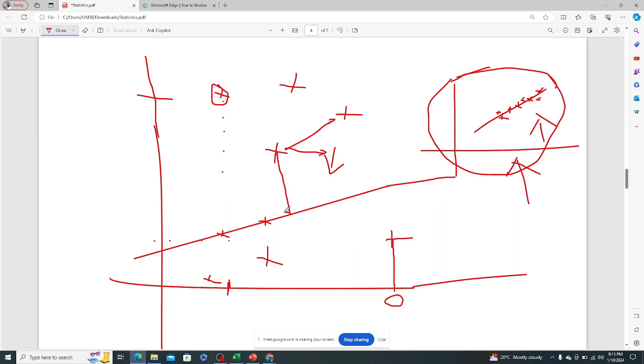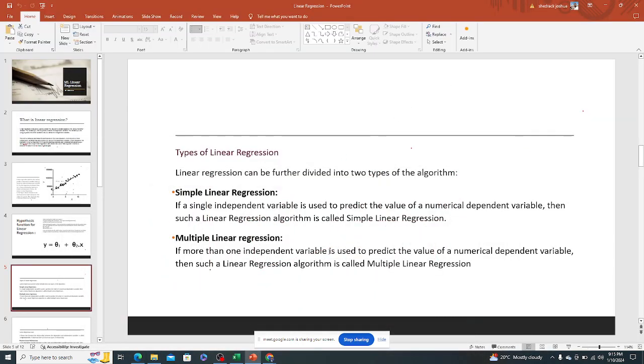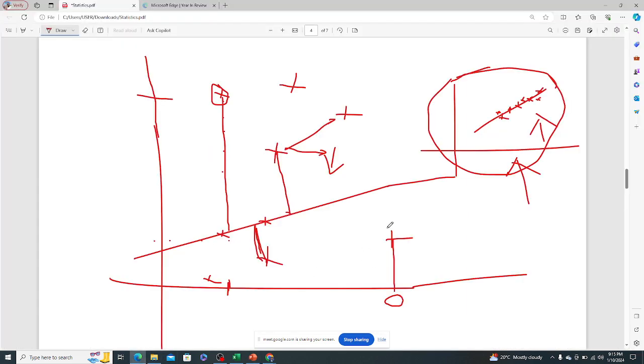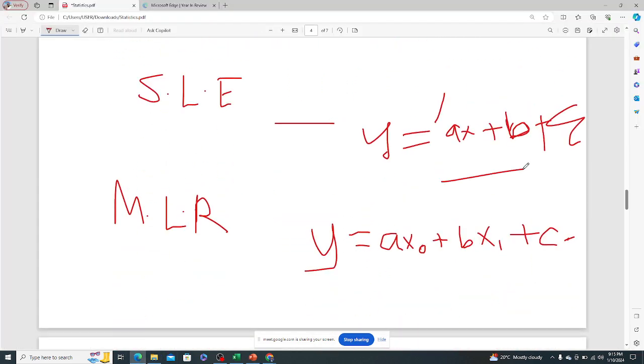So it basically measures the distance between a data point to the linear regression line. So that is the distance. That's why I have added an error term in my equation.